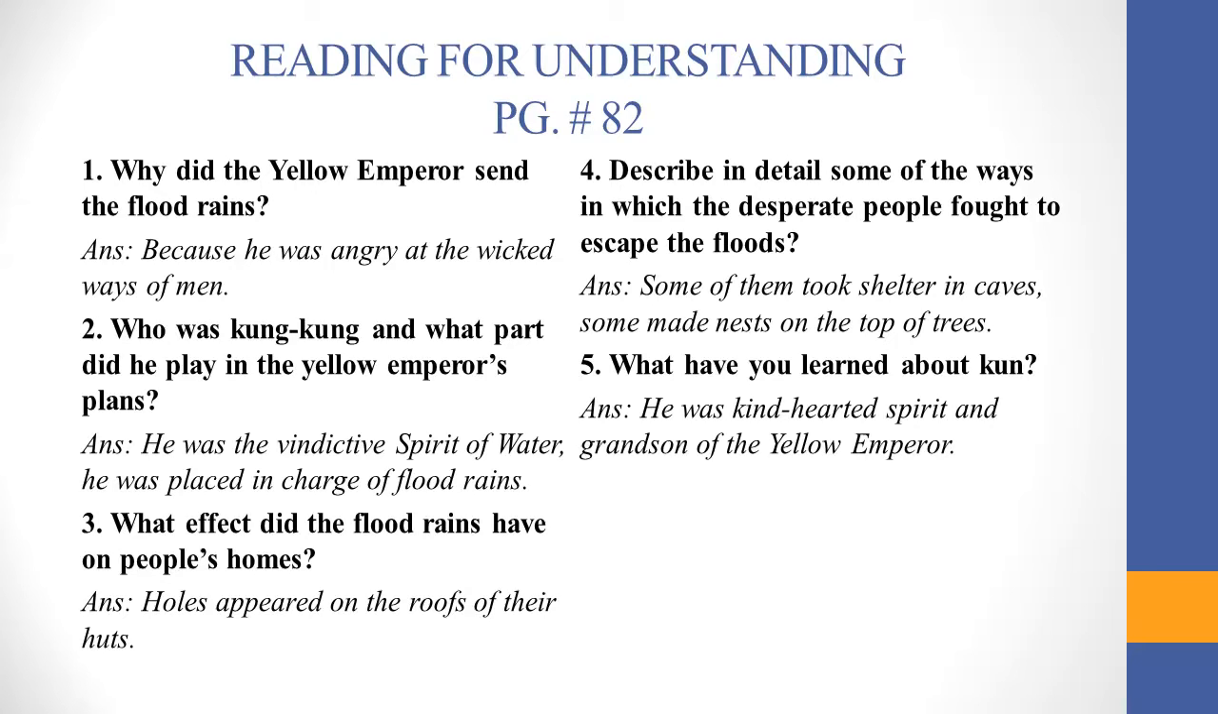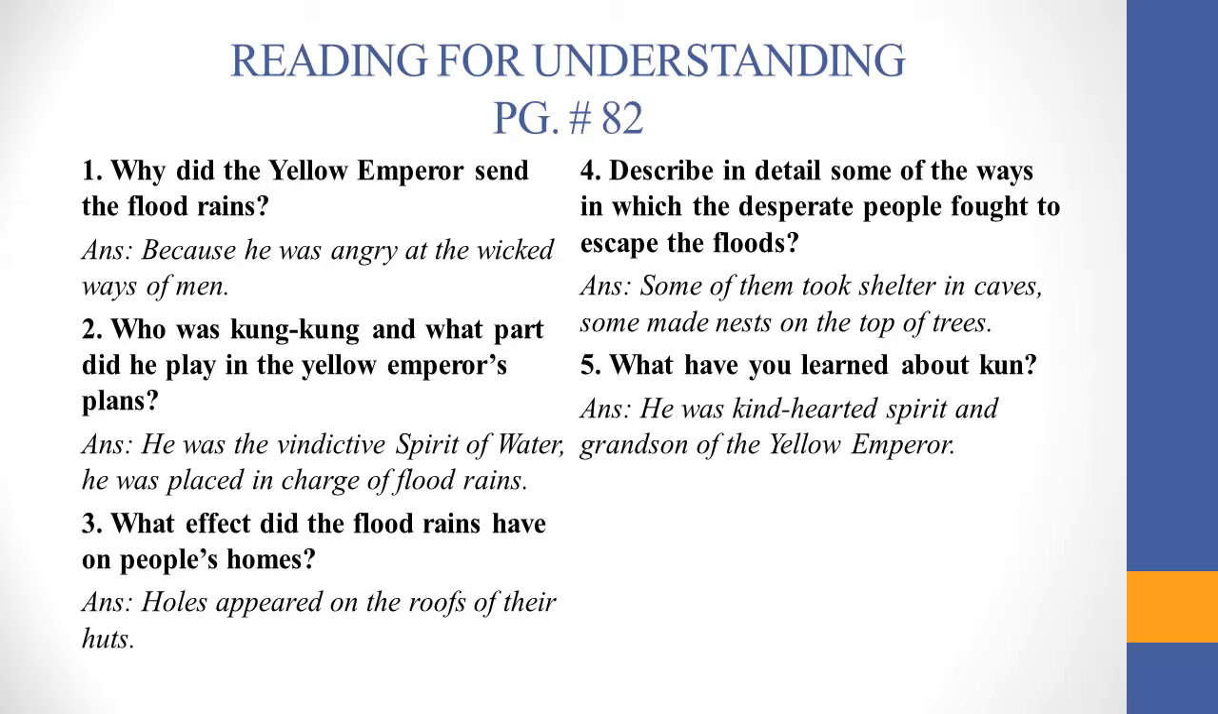Number 2. Who was Kung Kung and what part did he play in the Yellow Emperor's plans? Answer is, he was the vindictive spirit of water. He was placed in charge of flood rains. Number 3. What effect did the flood rains have on people's homes? Holes appeared on the roofs of their houses.